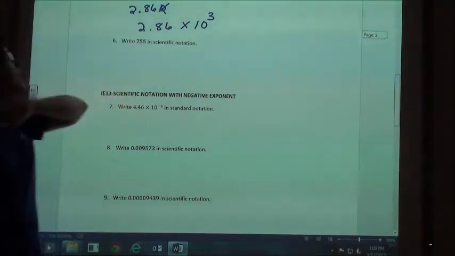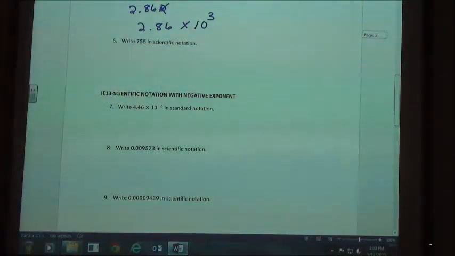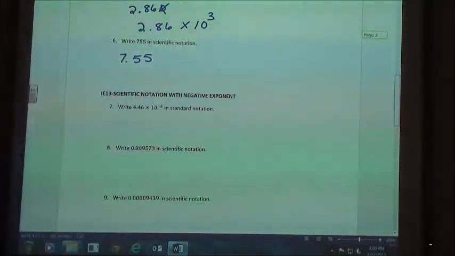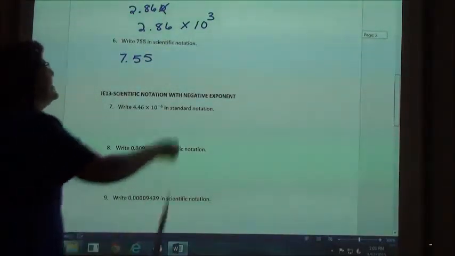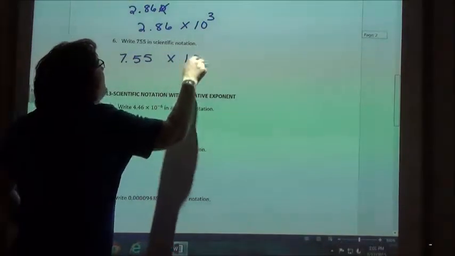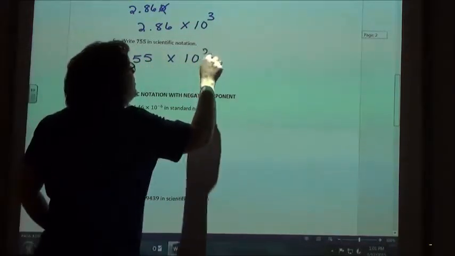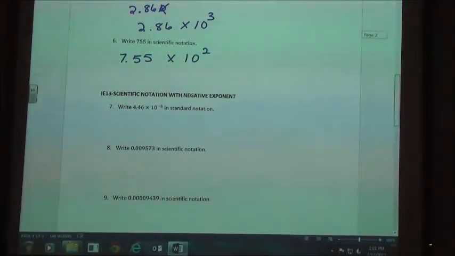So on number 6, where should I put my decimal? 7.5. 7.55, right? I only get to drop off the extra zeros, but this one didn't have any extra zeros. So I'm going to have 7.55 times 10 to the second power, because I just have to move it 2 places over to get it back to where it originally was.